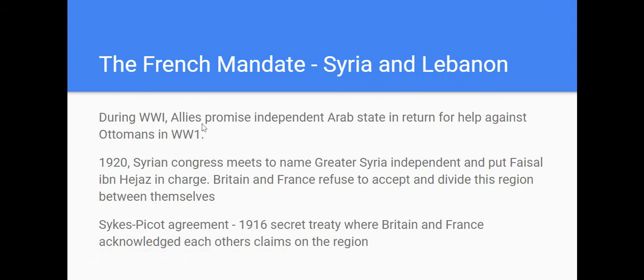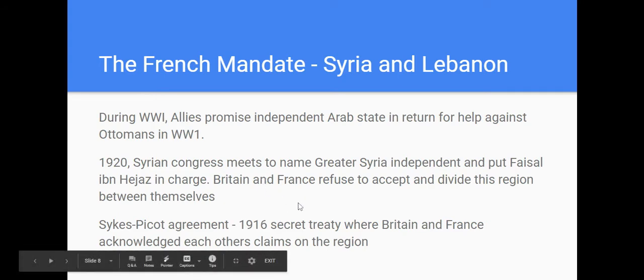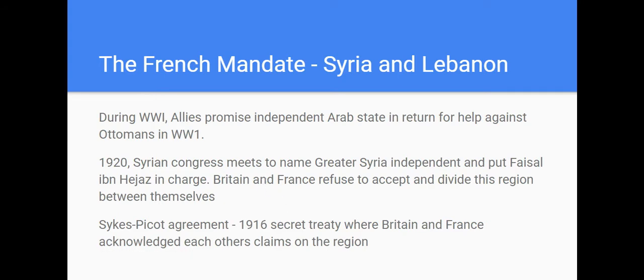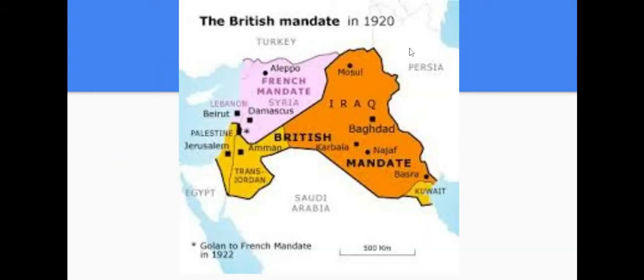So right during World War I, the Allies promised independent Arab states in return for help to resist the Ottomans. In 1920, the Syrian Congress meets, so right after World War I, to name Greater Syria independent and put Faisal ibn Hussein in charge. But this is kind of the failure of these Allied powers, is that you have an opportunity here to create independent states and some sort of peace and stability, but instead Britain and France refuse to accept, and then they divide this region between themselves, just like I've showed you here.